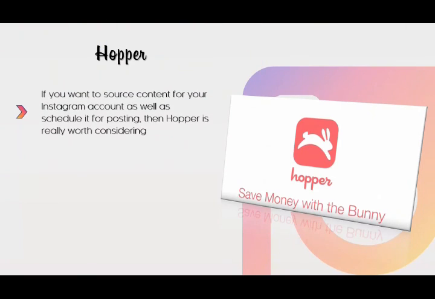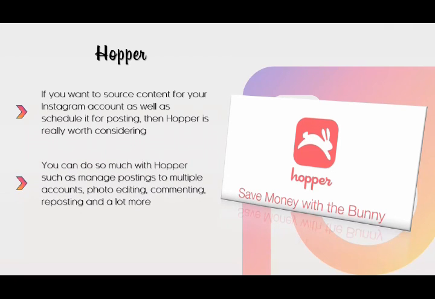Hopper. If you want to source content for your Instagram account as well as schedule it for posting, then Hopper is really worth considering. Their slogan is that Hopper is the #1 scheduling tool for Instagram. It is certainly a very popular application among Instagram marketers. You can do so much with Hopper, such as manage postings to multiple accounts, photo editing, commenting, reposting, and a lot more. One of the best things about Hopper is that you can use it on your laptop or desktop computer rather than trying to manage everything from a small mobile device. Plans start from $19 a month.